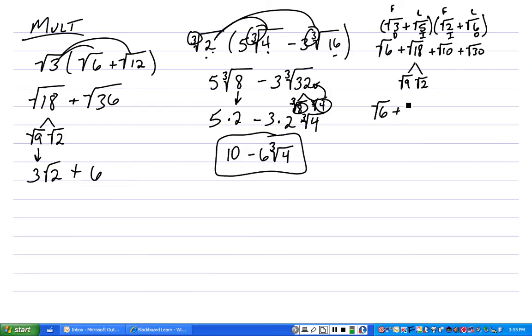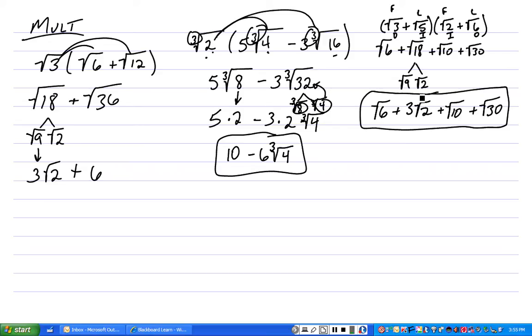Alright, plus, now square root of 9 is 3, and we keep the square root of 2. Alright, can't do anything with the square root of 10, so we bring it down. Can't do anything with the square root of 30, so we bring it down. Okay, so when we multiply it all out using FOIL, here's our answer. Square root of 6 plus 3 square root of 2 plus square root of 10 plus square root of 30. Okay, let's look at another one.